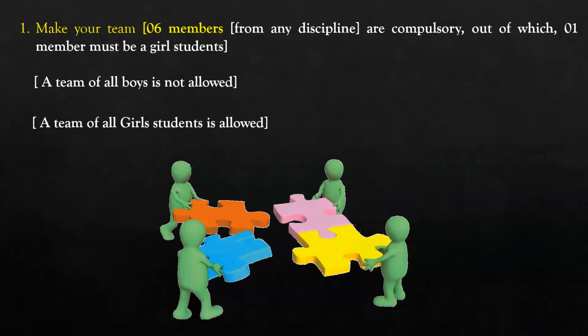Hello, sir. Yes. Sir, our group has 7 members. Yes, that means it is allowed. The team is allowed. Yes, sir. Yes, minimum 6 members required. Minimum 6. And one must be a girl student. Yes, sir. Yes, sir. Okay. Anything else?